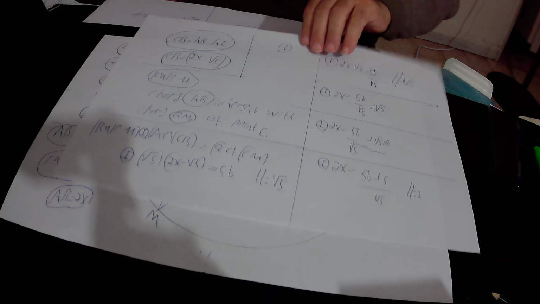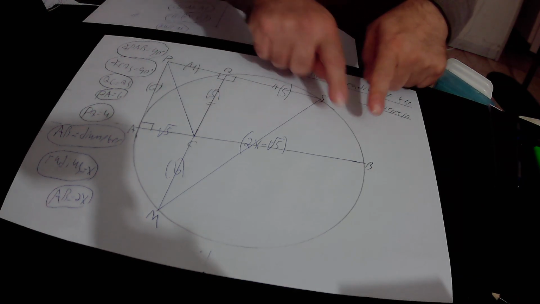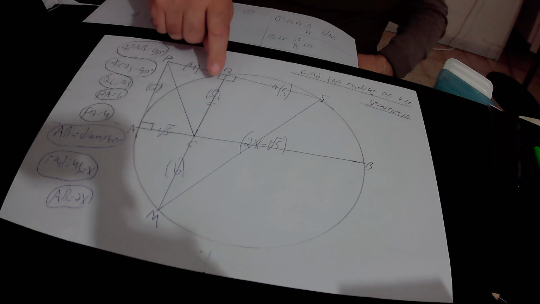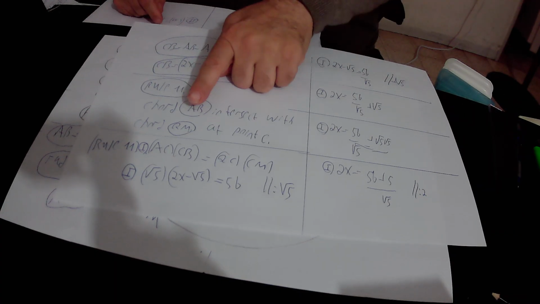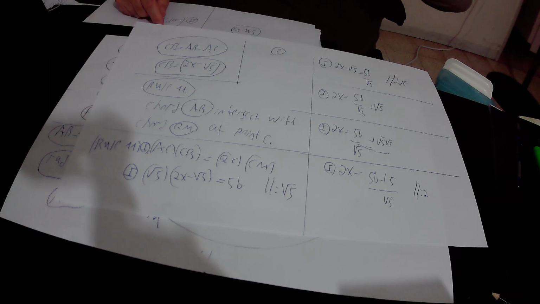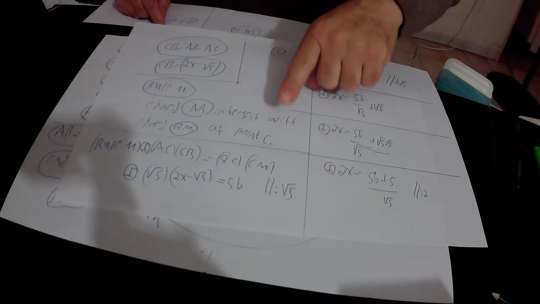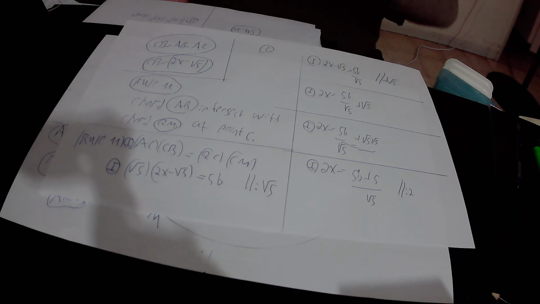Because in our original domain we have two chords that intersect with each other, we can implement rule number 11. According to rule number 11, AC times CB equals QC times CM. AC is square root of 5, CB is 2x minus square root of 5, QC is 5, and CM is b according to our definition. So this is equation number 1.